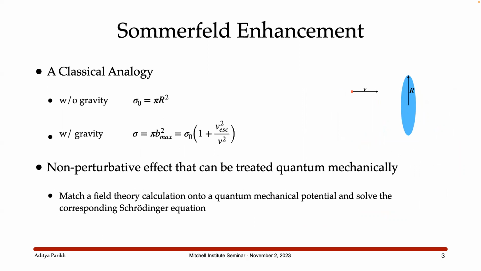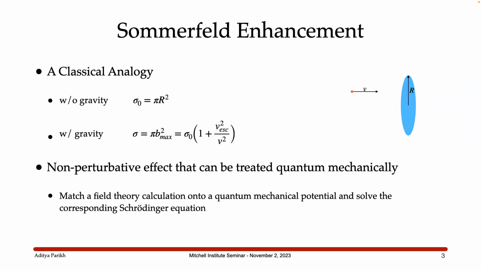So to explain Sommerfeld enhancement, I think a classical analogy is one of the best ways to do it. So imagine you have a disk of radius r, and you're throwing a test particle at some velocity v. Now, if you don't have gravity or any kind of attractive force between these objects, the cross-section is just going to be the cross-sectional area of the disk, so it's pi r squared, right? But now imagine this is the sun, and you're throwing a comet at it at some velocity v. What is the cross-section of interaction? Well, it depends on the velocity, right?